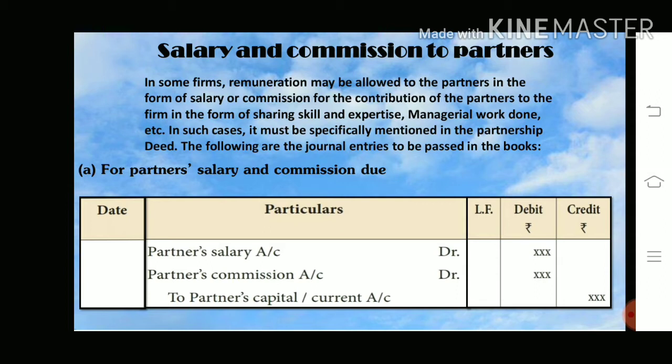The following are the journal entries. First one: for partners' salary and commission due. Date, particulars, ledger folio, debit, credit. Partners' salary account debtor, partners' commission account debtor. What are the topics? Salary and commission of the partner. So the journal entries: partners' salary account debtors, partners' commission account debtors to partners' capital account or current account.